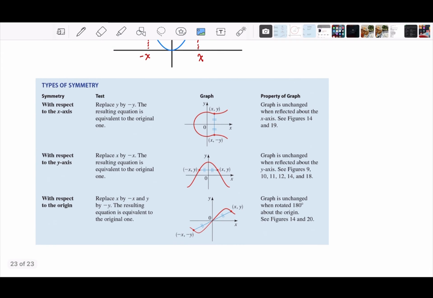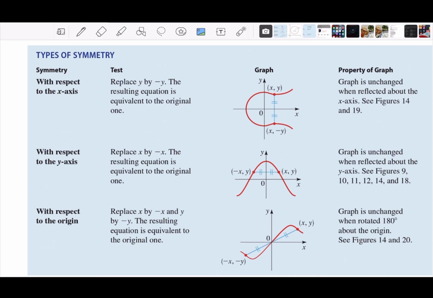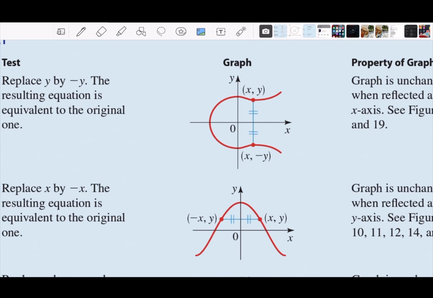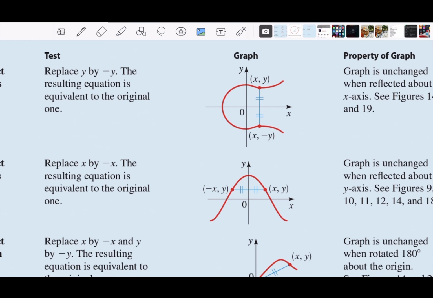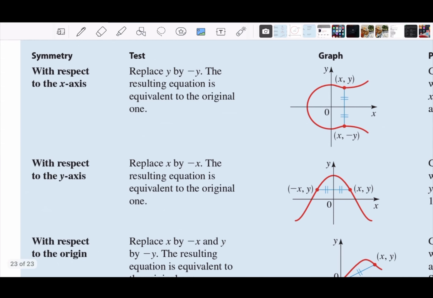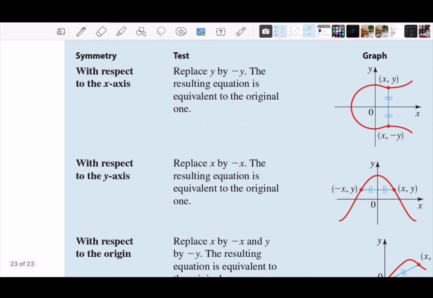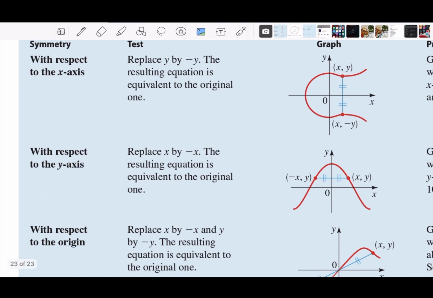Okay, so if we are going to elaborate more, let me just copy and give you the types of symmetry. We are going to have at least three. First is symmetry with respect to the x-axis, in which you are going to see the curve has the same distance from some point on the curve to the x-axis, and through the x-axis to the other curve as well, an equal distance. And the other one is with respect to the y-axis, which we already discussed before.